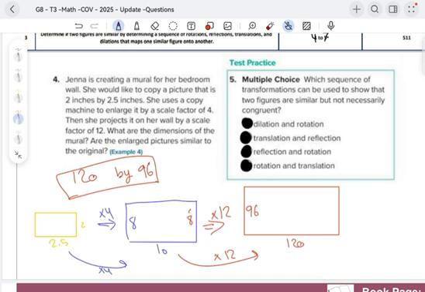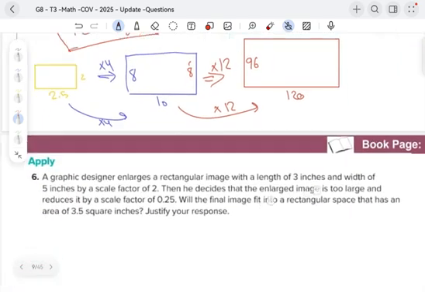For question number 5, which sequence of transformations can be used to show that two figures are similar but not necessarily congruent? To make figures similar, we should have a dilation, because reflection, rotation, and translation keep the dimensions the same. They don't change the size, they keep the image and the pre-image congruent. Only dilation can change the size. If the scale factor of the dilation is not equal to 1, then the size will change. So the answer: dilation and rotation.